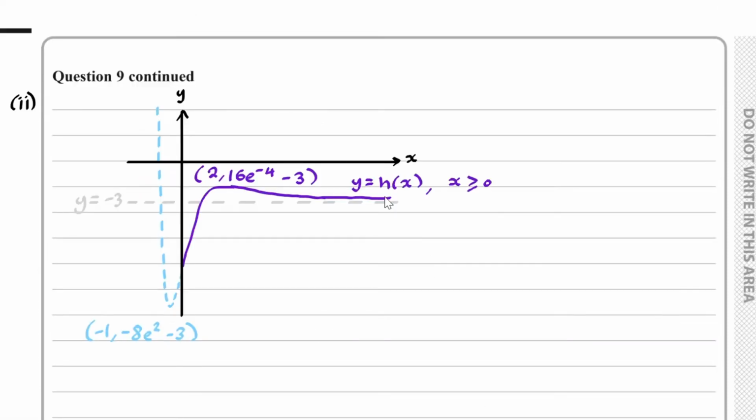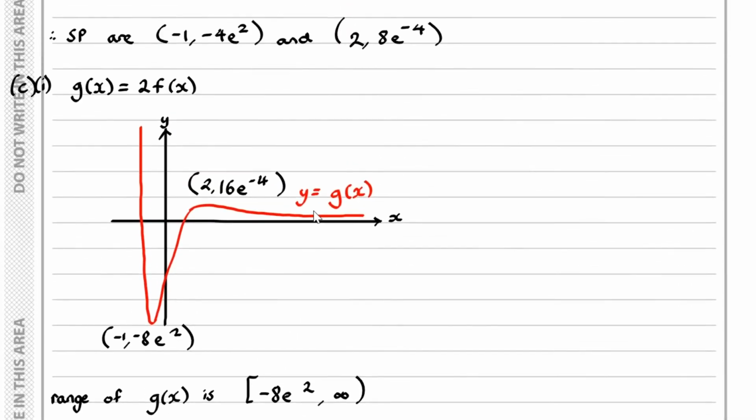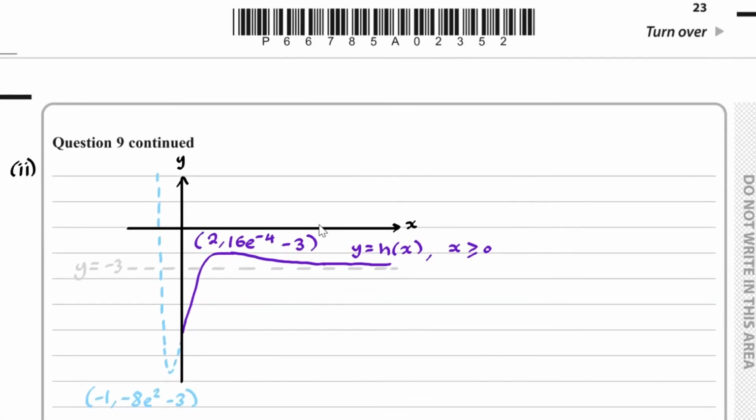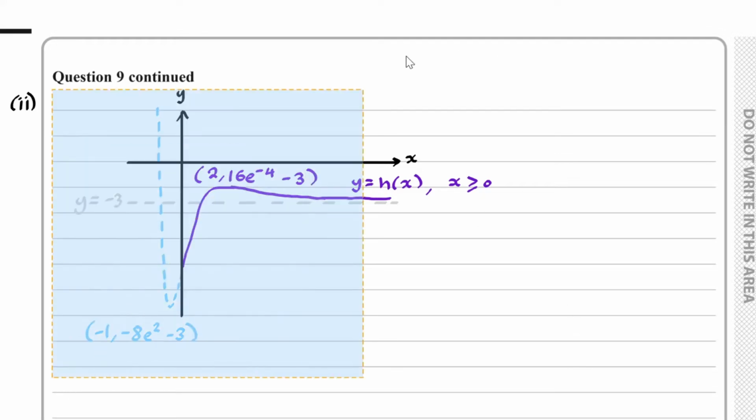So now for the next part, when we come to work out the range of h of x, bearing in mind h of x is greater or equal to 0, so this bit in light blue we're disregarding, we see that this time one of our stationary points, well, we still multiply by 2 as before, but this time we have to subtract off 3. Okay, so let's just move this down.